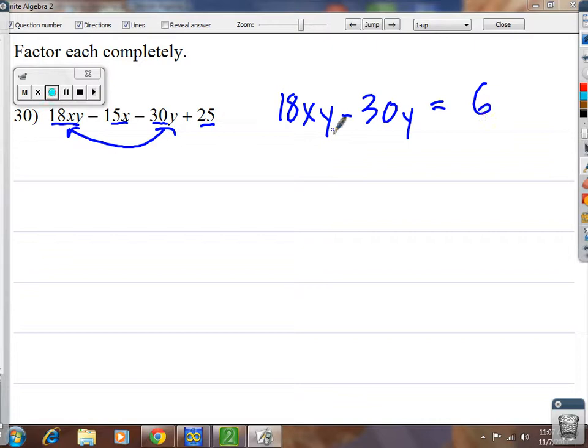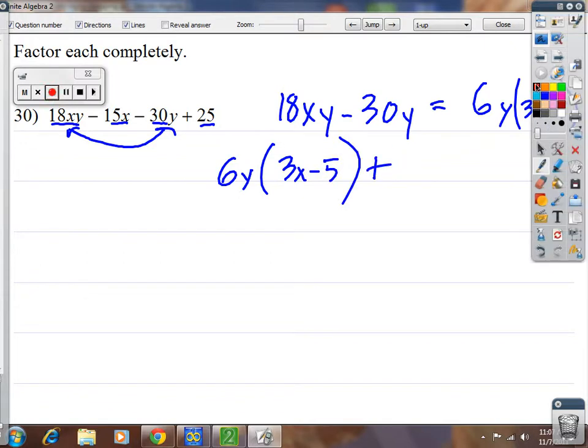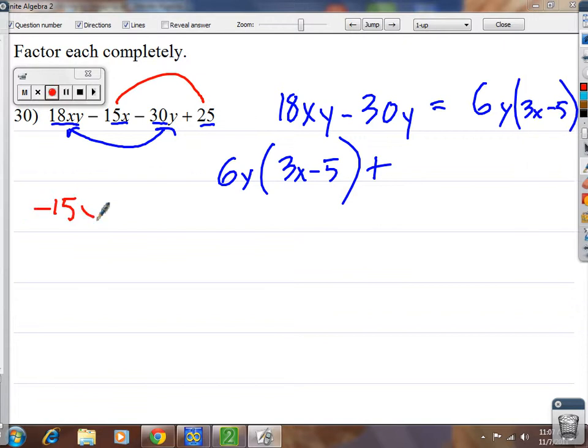And they each have a y. Let's factor out a 6y. So you're going to have 6y times 3x. And a 6y times what's a minus 30y? Minus 5. So here's what I got. I got 6y times the quantity 3x minus 5. Now I'm going to add to that my second group. Look at my second group right here. Minus 15x plus 25. What's the GCF there?